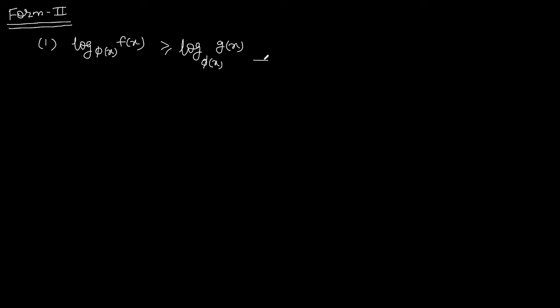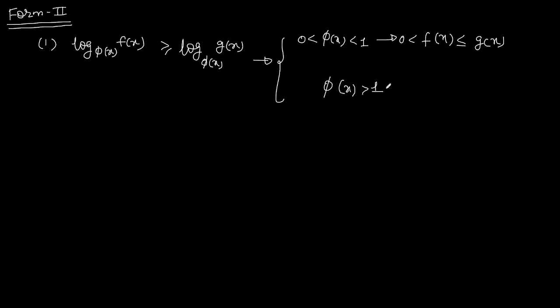So we will open this as follows. If phi(x) is between 0 to 1, we will open the inequality with inverted inequality, which is f(x) less than or equal to g(x), which is bigger than 0, because everything should be bigger than 0. And second, if phi(x) is bigger than 1, then f(x) is bigger than or equal to g(x), which is bigger than 0. This is how we will open.